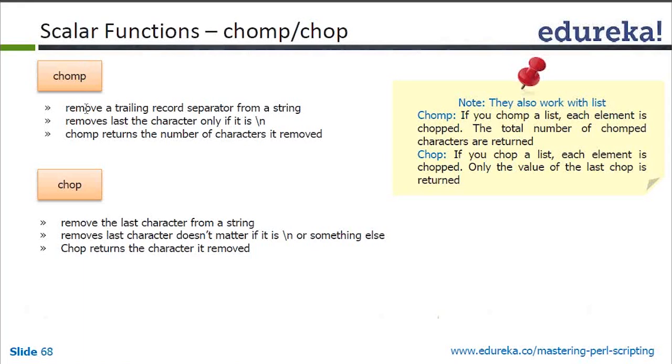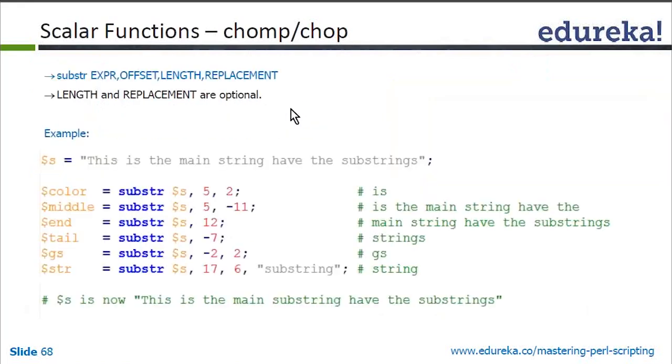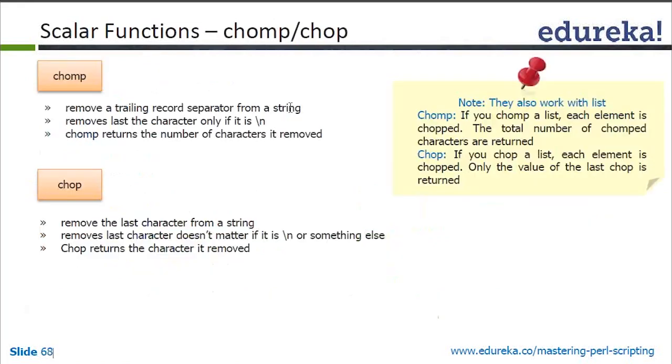So you can see that chop removes the trailing record from the string. If you want to chomp, it will only get part of the string. It is very much similar to substring, but you don't specify any length or anything like this. It's just chomp followed by the string. So it will just chomp what you want to get. We will see further how it is done. So chomp removes the trailing record separator from a string: it removes the last character only if it is /n. So only /n is removed in chomp.